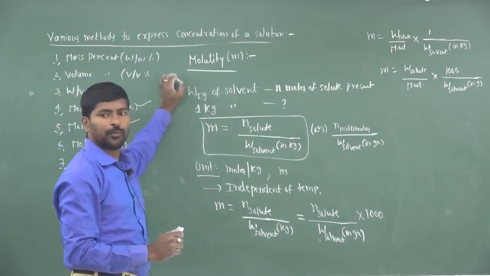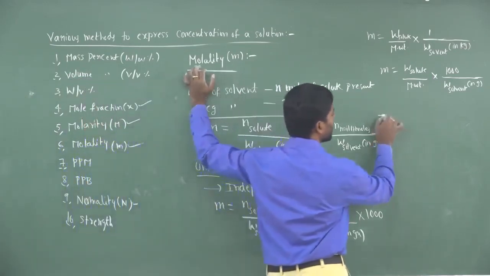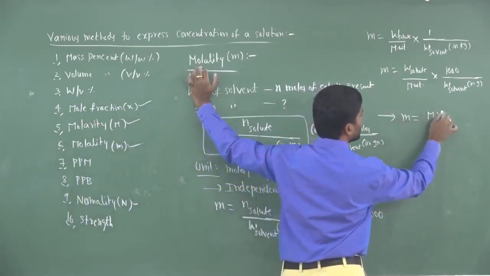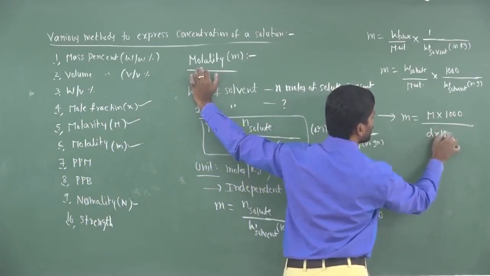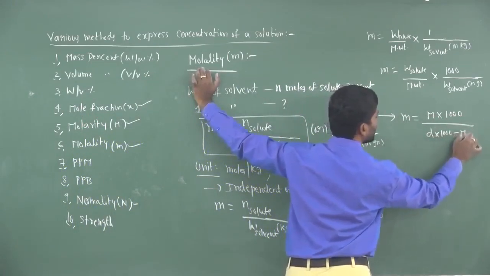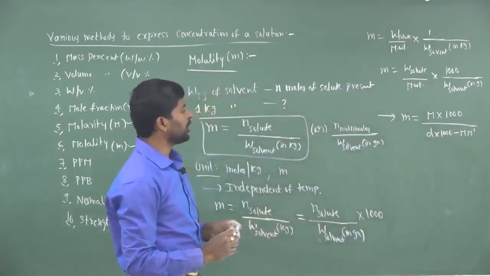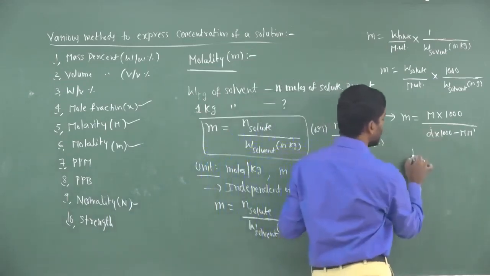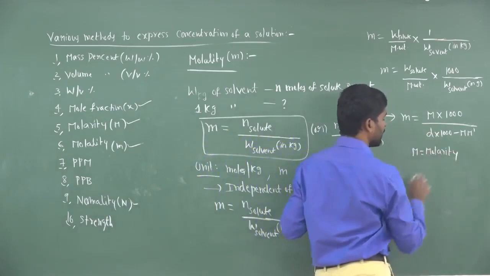What is the relation between molality and molarity? Just remember the relation between molality and molarity. Molality is equal to M into 1000 by d into 1000 minus M dash, where capital M is molarity. This is the relation between molality and molarity.